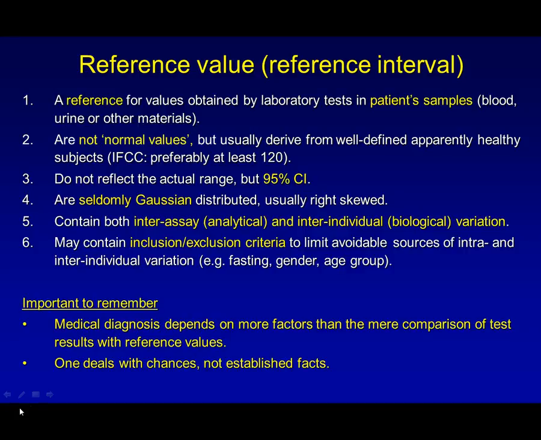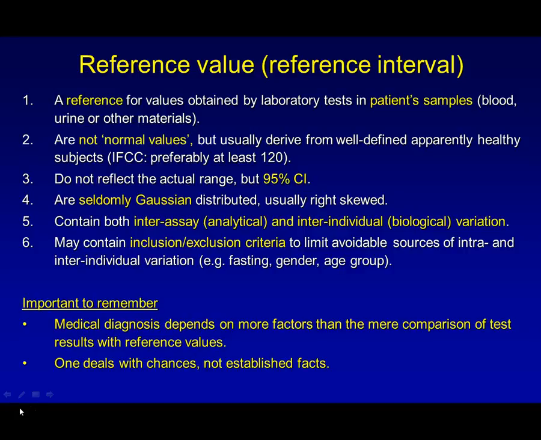A reference value, or a reference interval or a reference range, is a reference for values that are obtained by laboratory tests in patient samples, which can be blood, urine or other materials. A reference range is not a normal value, but usually it derives from a well-defined, apparently healthy group of subjects. The International Federation of Clinical Chemistry recommends at least 120 subjects to be included in this.